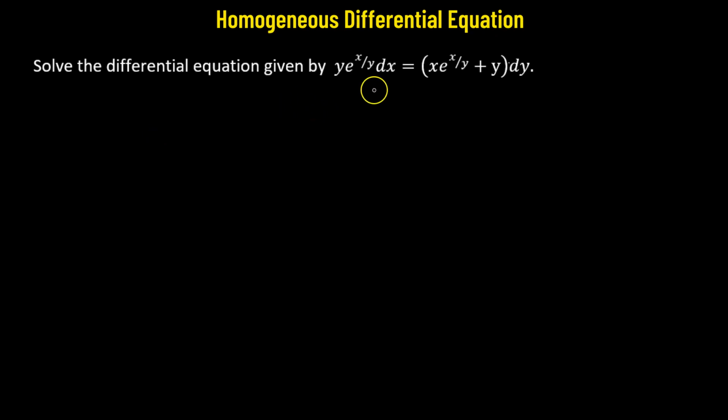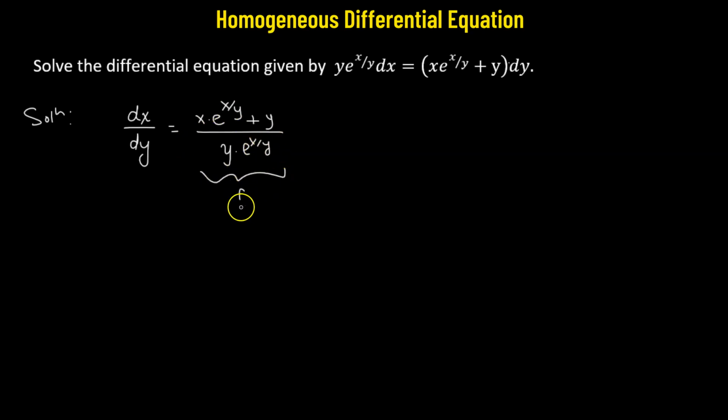We need to solve the following differential equation. Let us begin by rewriting the given differential equation as dx over dy equals x times e raised to the power of x over y plus y, whole divided by y times e raised to the power of x over y. Now, this is, let's say, our function f(x, y).